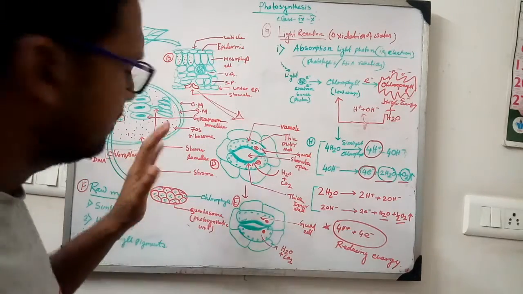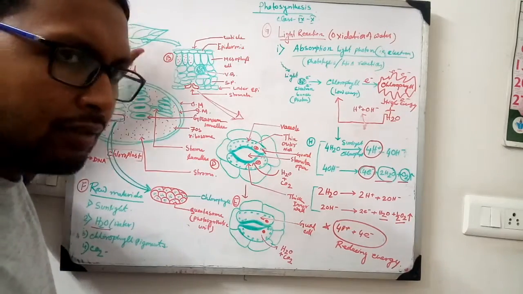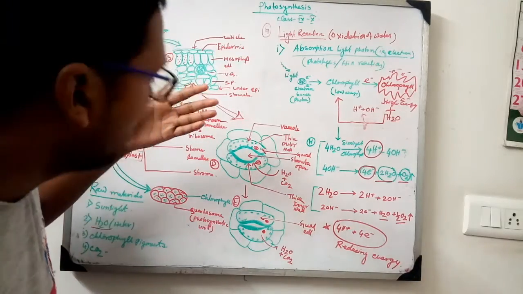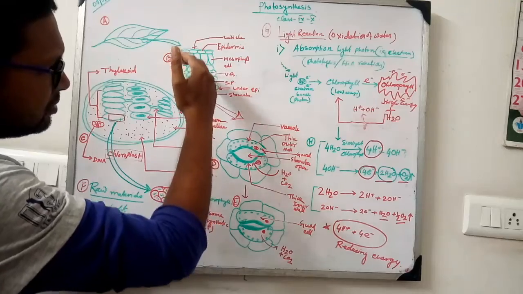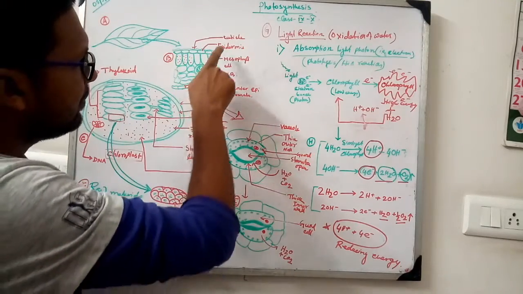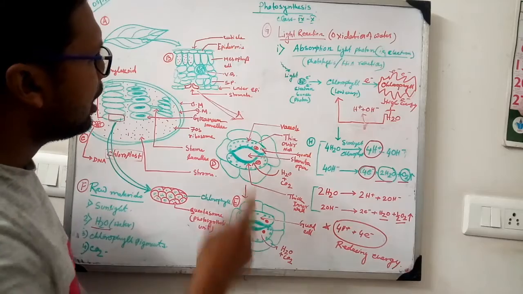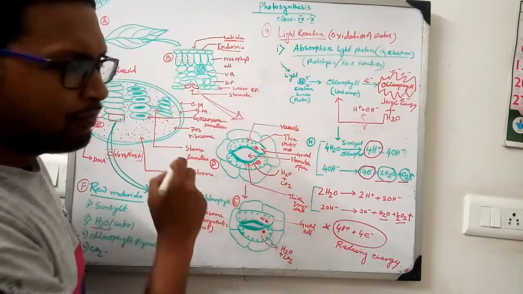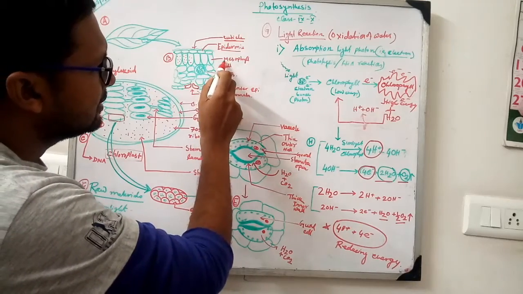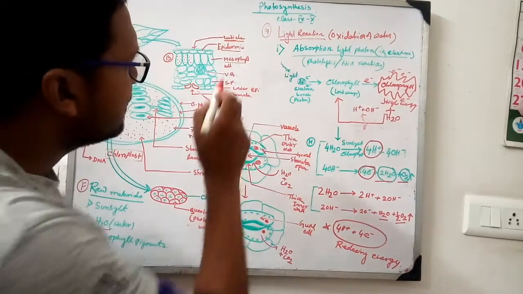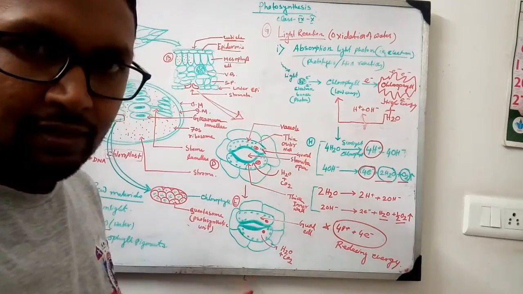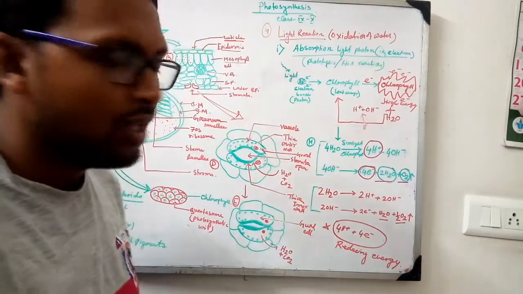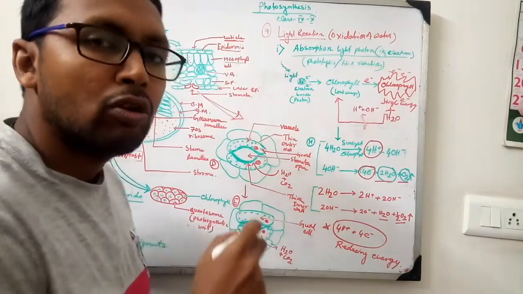If we see a leaf, a transverse section of a leaf will show three different layers. The outermost layer is the cuticle layer, it's the epidermal layer. Then below the epidermal layer is the mesophyll cell. This mesophyll cell is very vital and performs the photosynthesis reaction. This mesophyll cell contains chloroplasts.